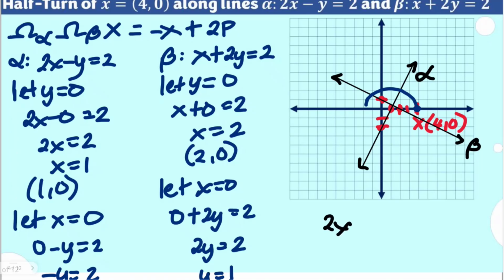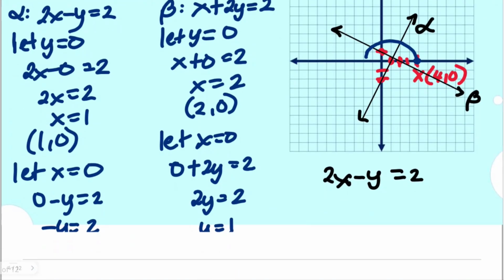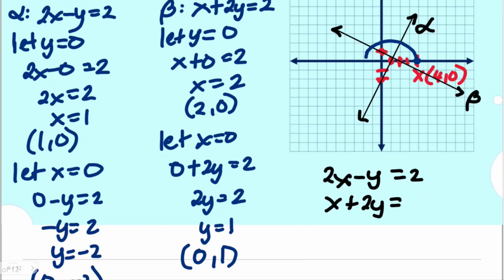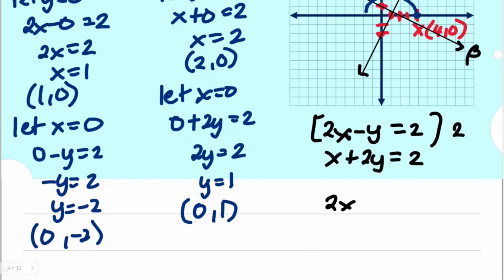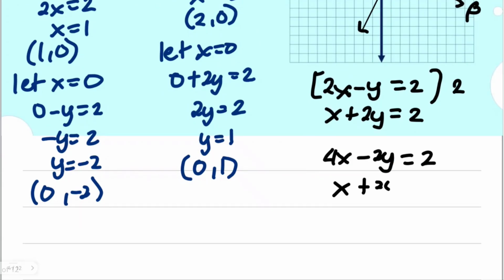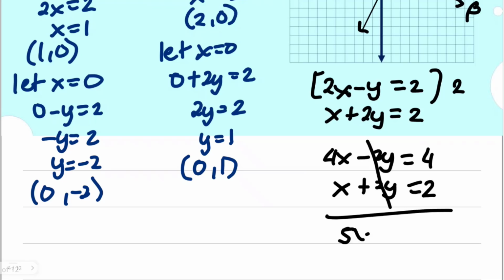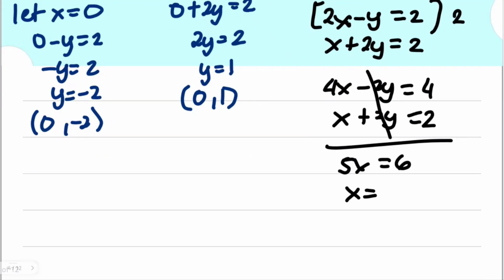For 2x minus y is equal to 2 and x plus 2y is equal to 2, let me multiply the first equation by 2. So I have now 4x minus 2y is equal to, sorry, my bad again, this should be 4. And then you have x plus 2y is equal to 2. Combining that, you will have 5x is equal to 6. So your x is actually 6/5. That's for the x value.